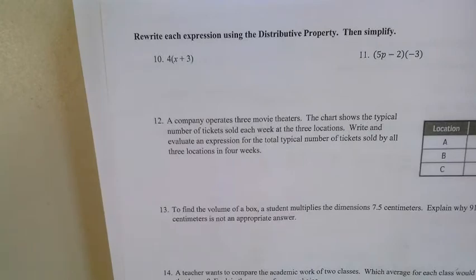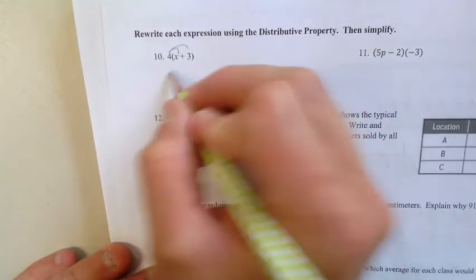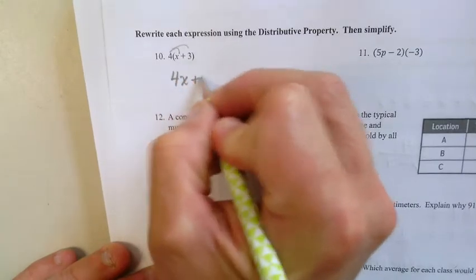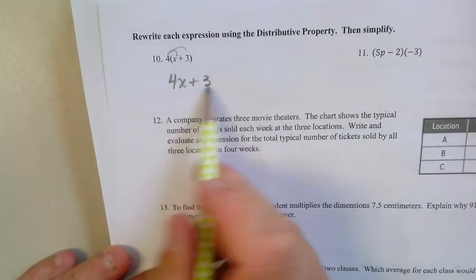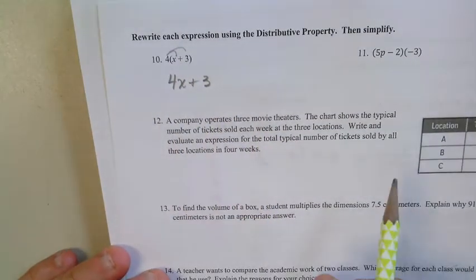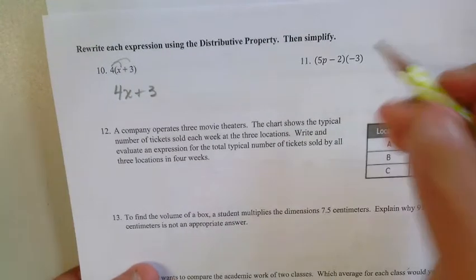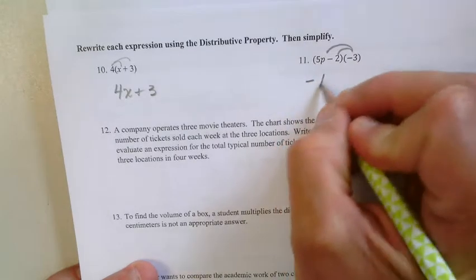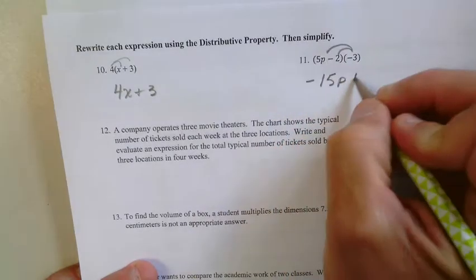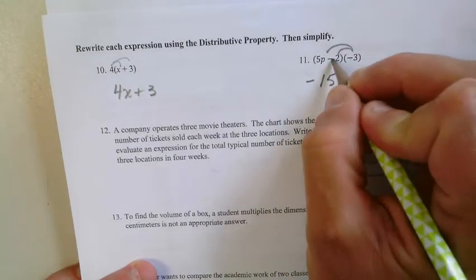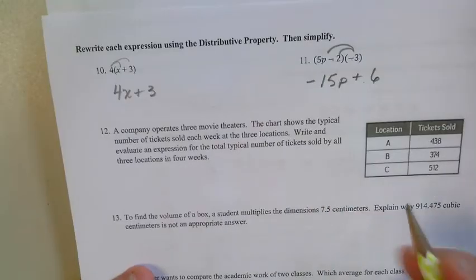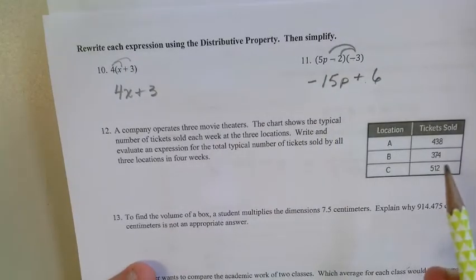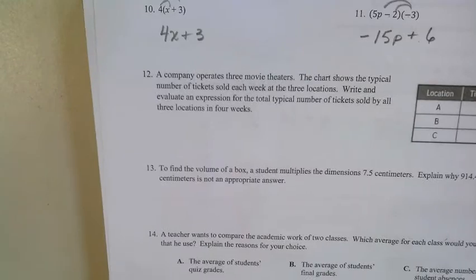For number 10, we're using the distributive property, so I'm going to distribute 4 to both these terms, and I cannot simplify them because they're both unlike, so I leave it just like that. Okay. Here I'm going to distribute a -3, so I get a -15p plus 6, because a negative times a negative is a positive, and I cannot simplify those because they are unlike terms.